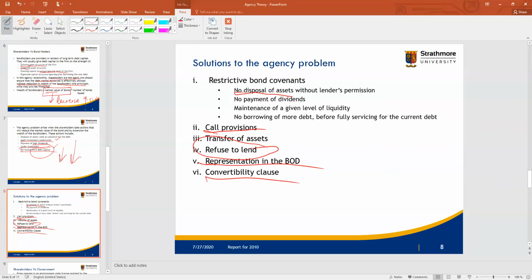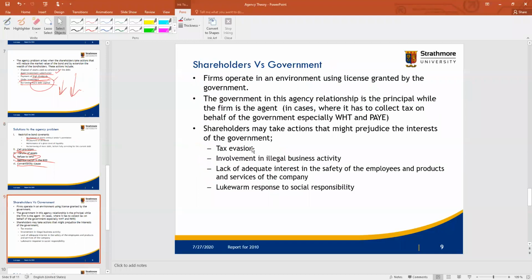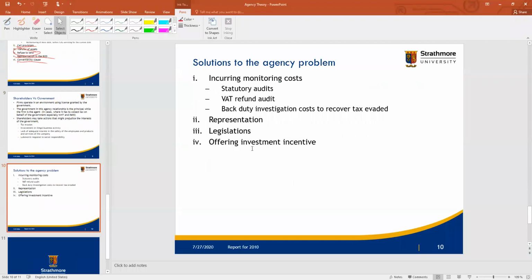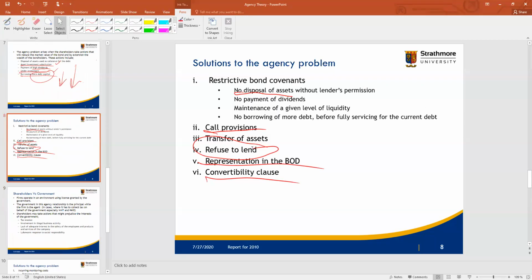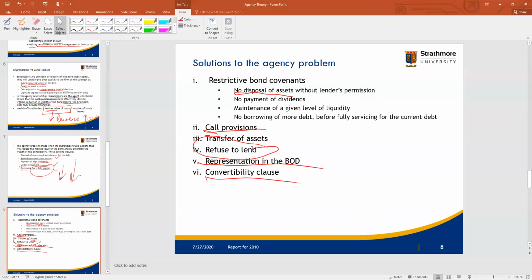Don't forget the principle: your money is one that has to be taken care of. So the case of shareholders versus government, this one I will not discuss. I'll leave you to discuss this. It's a short one, but it's another agency relationship you can have, shareholders versus the government. But the two common ones, that's what I wanted to discuss: shareholders versus managers, and shareholders versus the debt holder. Questions?